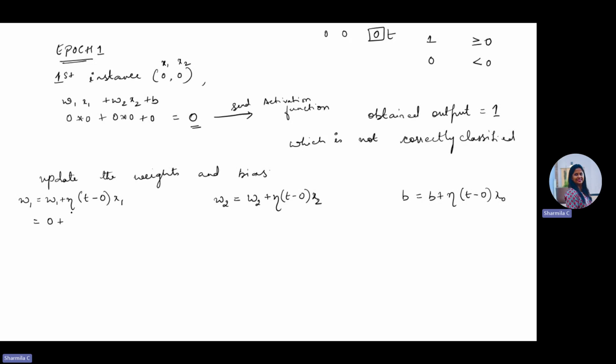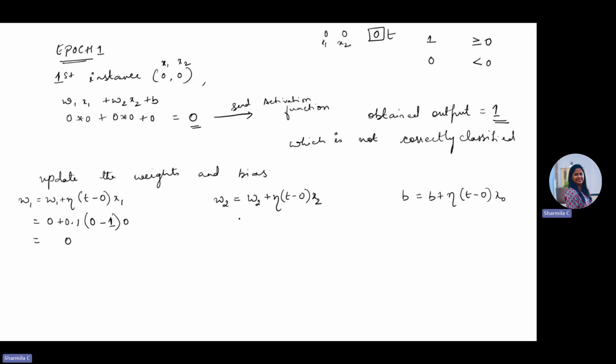W1 is 0 plus the learning rate, which is 0.1. So T is the target output, and the target output is 0. What is the obtained output here? The obtained output is 1, into X1. X1 value is 0, so this is X1, this is X2.